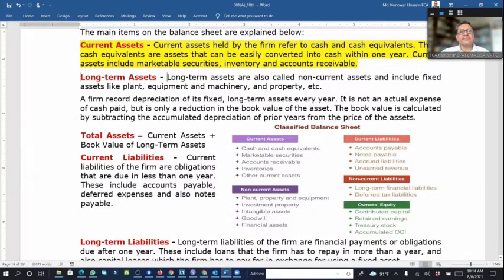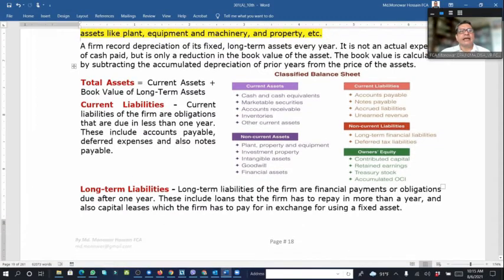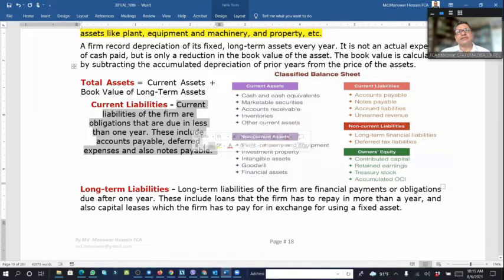Long-term assets are the harder ones. And total assets are current assets plus our long-term assets. Current liabilities are the same way. And the balance sheet we can also prepare as a classified balance sheet. We can classify, for example, into current assets, non-current assets, current liabilities, non-current liabilities, and owner's equity.